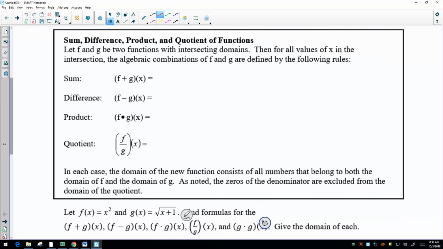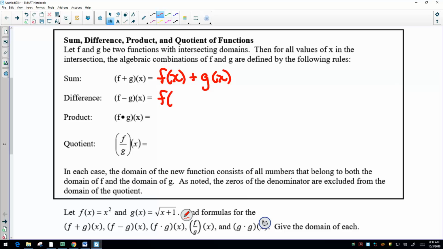If we take a look at the sum or the difference of two functions, we have the f function and the g function, two different functions, and we are going to combine them. For the sum, instead of saying f plus g of x, we could write it as f of x plus g of x. Same thing for the difference: I could say f minus g of x.